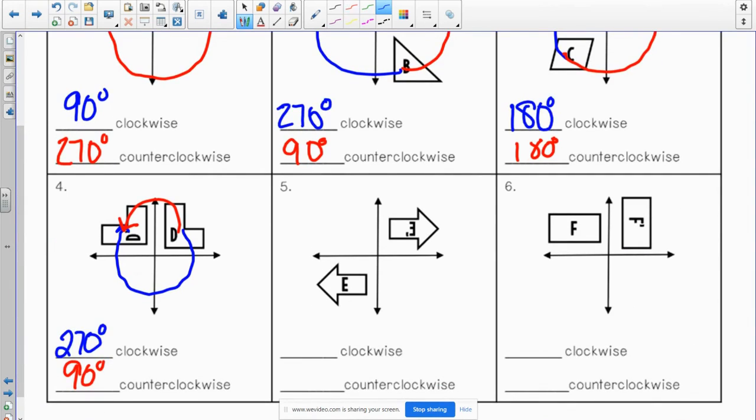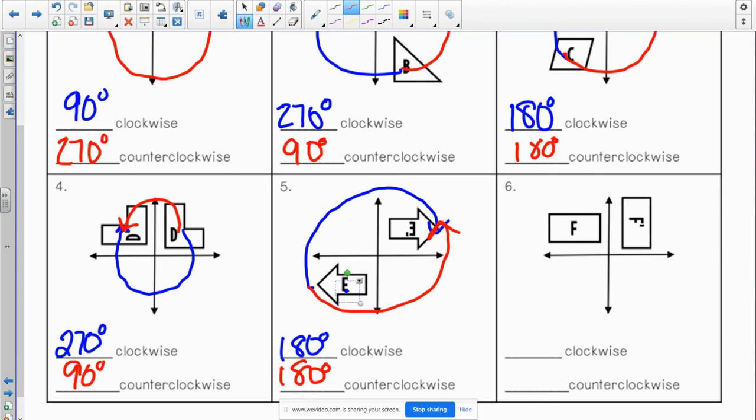So we'll go back to E prime. Here's our image, pre-image to image. So E clockwise to E prime is 180 degrees. And then E to E prime counterclockwise is also 180 degrees. And our last example of looking which way, here's F to F prime.